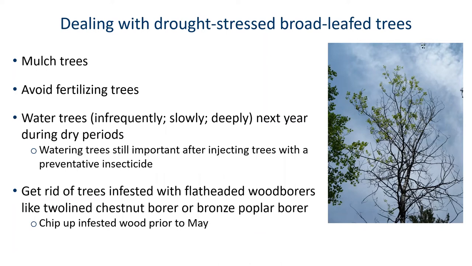If you're able to get rid of trees that showed symptoms of borer attack, so significant branch dieback in 2021, if you're able to get rid of those trees this winter and chip them up before May, you're going to end up killing thousands of flat-headed wood borers that would otherwise emerge in May or maybe early June and attack the nearest stressed tree. So I'd recommend getting rid of really sick trees this winter.